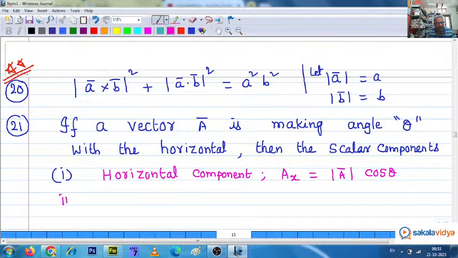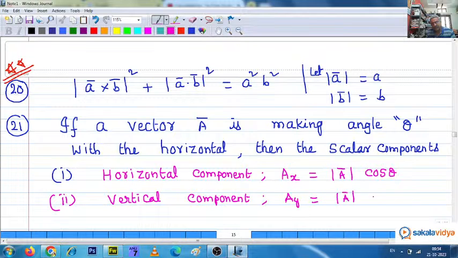So second one is the vertical component. The vertical component is denoted by Ay, and that is also mod A sine theta. I hope it's very clear to you, the horizontal component and the vertical component.